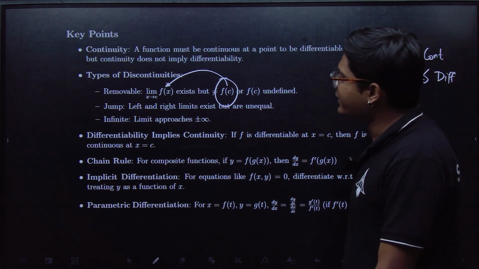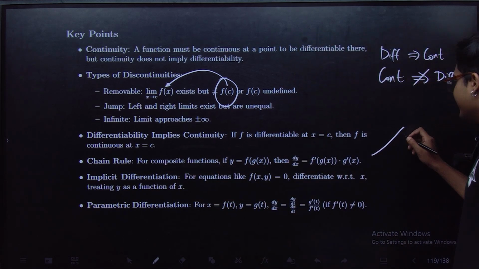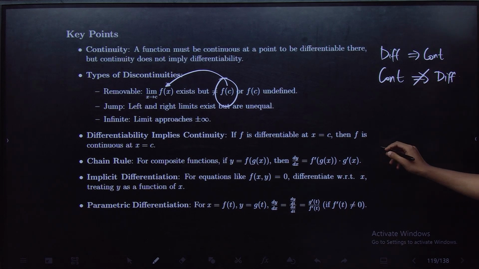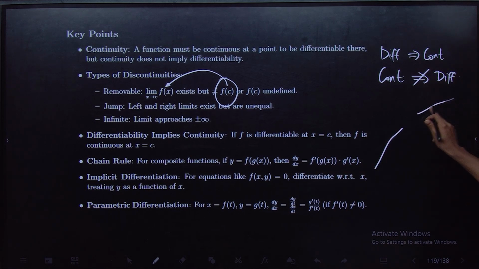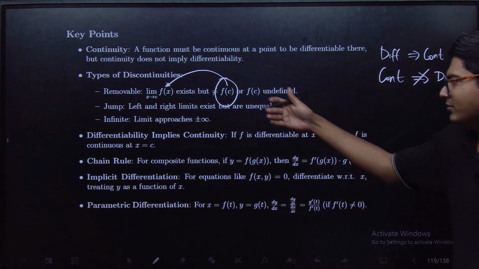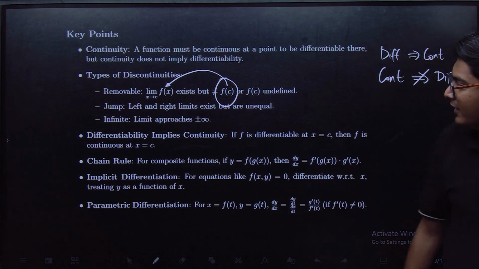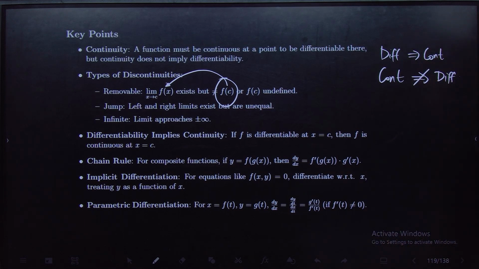What is a jump discontinuity? Basically, the left-hand limit and the right-hand limit are not the same, right? It could be a function that looks like this, okay? It goes till here and then it starts from here, so there's a jump in the function. So this is a jump discontinuity, or the limit could be infinite, right? If the limit approaches plus or minus infinity, then again the function is going to be discontinuous at that point, right?